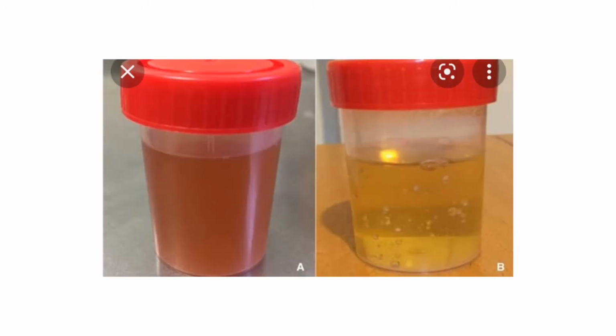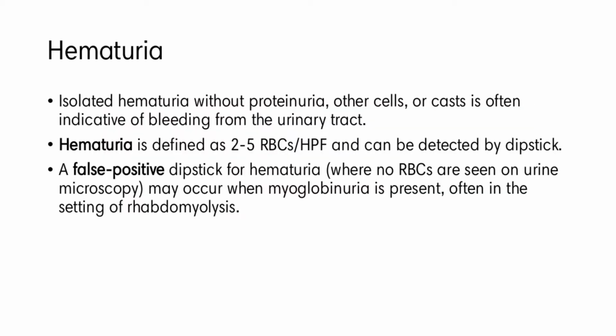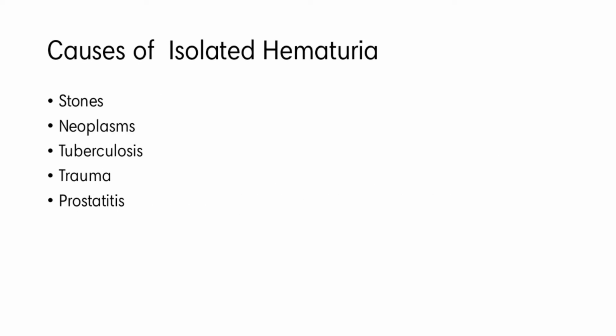Approach to hematuria. Isolated hematuria without proteinuria, other cells or casts is often indicative of bleeding from the urinary tract. Hematuria is defined as 2 to 5 RBC per HPF and can be detected by the dipstick. A false positive dipstick for hematuria, where no RBC are seen on urine microscopy, may occur when myoglobinuria is present, often in the setting of rhabdomyolysis.